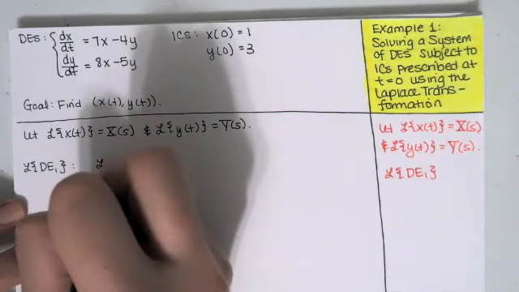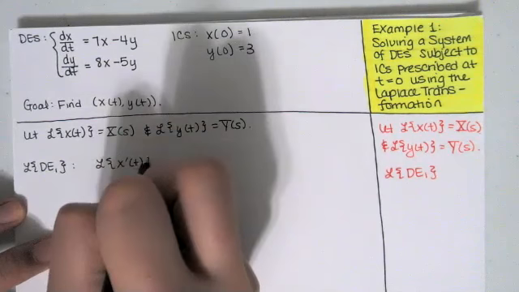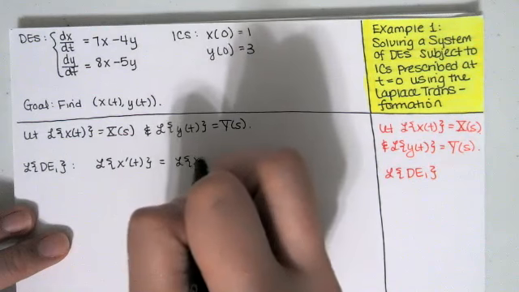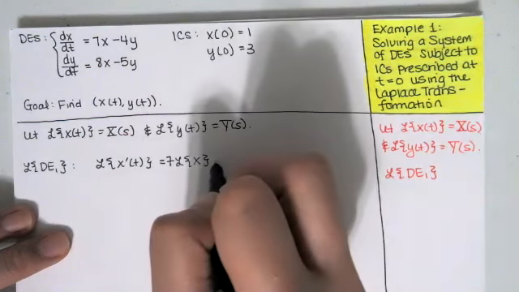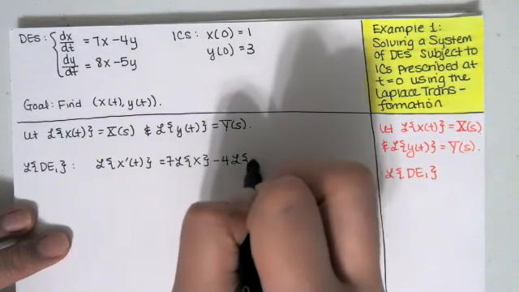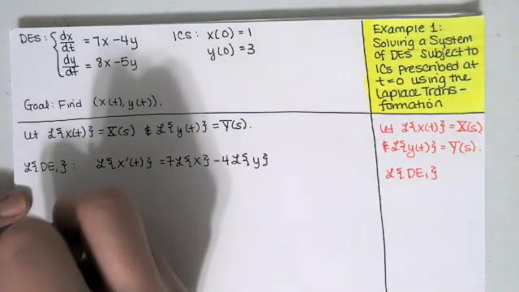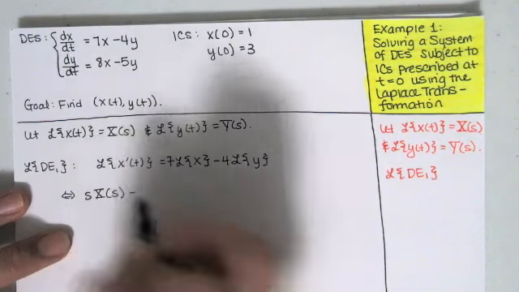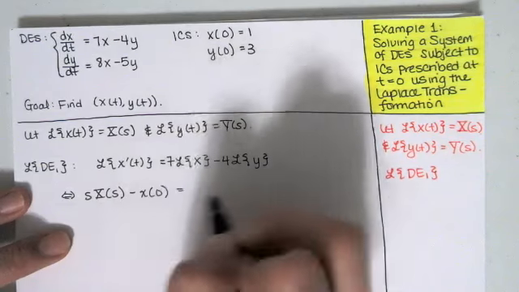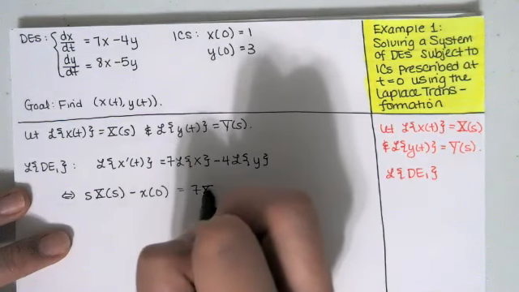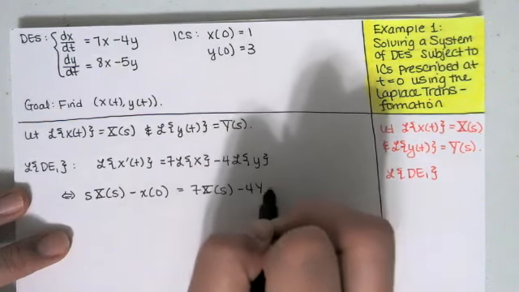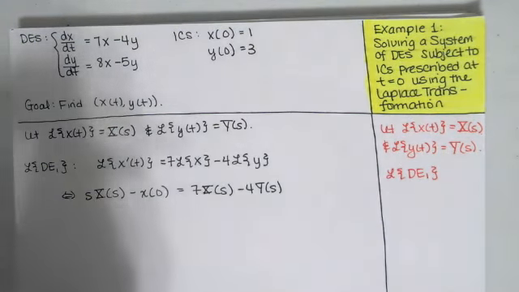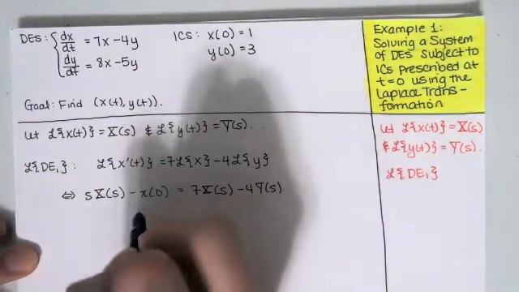I have the Laplace transform of x prime of t, same as dx dt, right? Equals the Laplace transform of x times 7 minus 4 times the Laplace transform of y. Well, the Laplace transform of x prime is s to the first times big X of s minus little x at 0. And then we'll have 7 times big X of s minus 4 times big Y of s over here. And with my initial condition, I have that x of 0 is equal to 1.